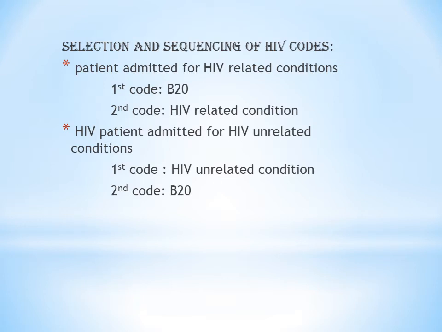Then the next case is if the patient comes for an HIV unrelated condition, that is, the patient is HIV positive but the admission is for something unrelated to HIV. In that case, the first code is the HIV unrelated condition and the second code is B20. For example, if an HIV positive patient comes for treatment of a fracture, the first code will be the fracture code and the second code will be B20, the HIV positive code.